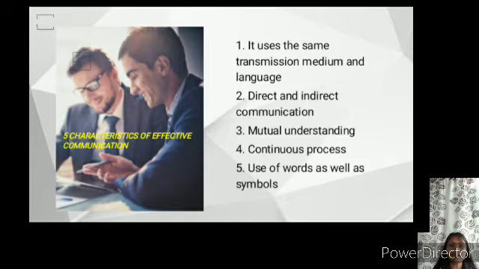Then fourth is continuous process. What is continuous process? Continuous process has no beginning and no end. We can consider communication as a product of a previous communication, even one that proceeds to another communication situation. Then fifth is the use of words as well as symbols.